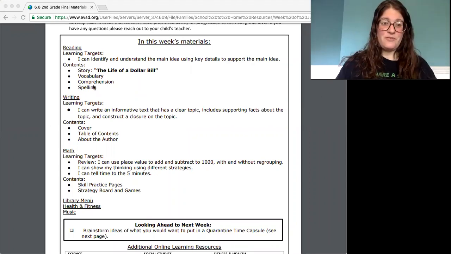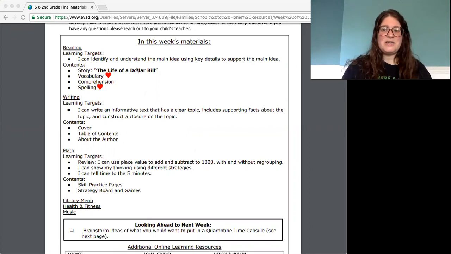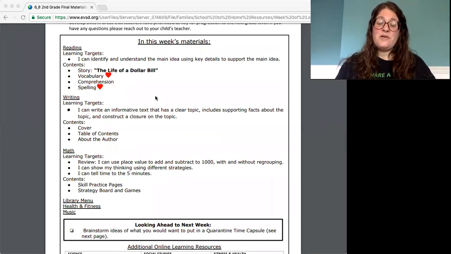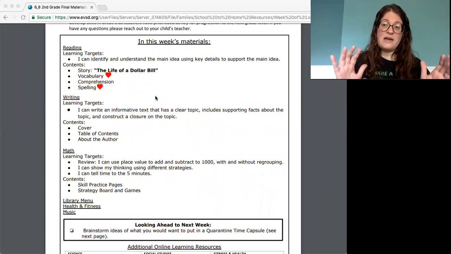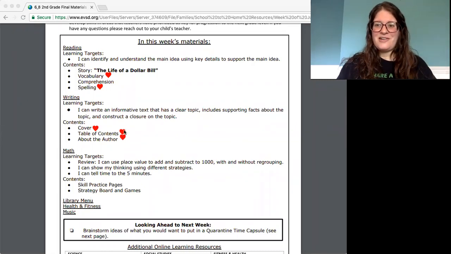Now this week in reading, we are going to work on the targets of vocabulary and spelling. We've been doing a lot of main idea, finding the key details, and I still want you to do that, but I'm going to show you how to do some of the vocabulary and the spelling this week. And then writing, it's going to be so much fun because by now, hopefully you've finished your story about your animal, and now you get to write a cover page, a table of contents, and an about the author. So there's a very nice example I'm going to show you.